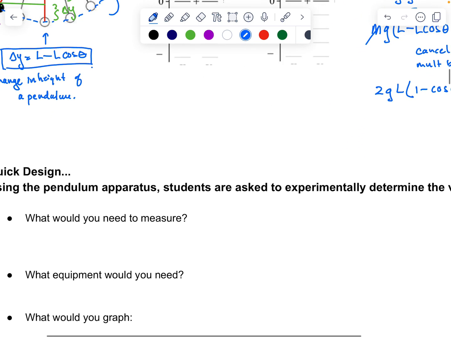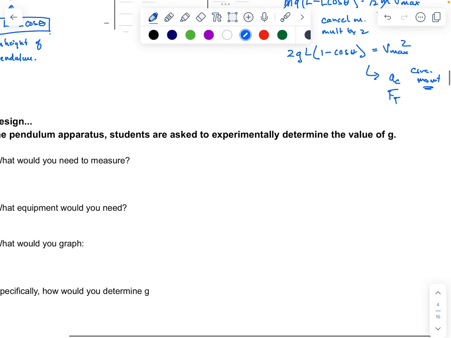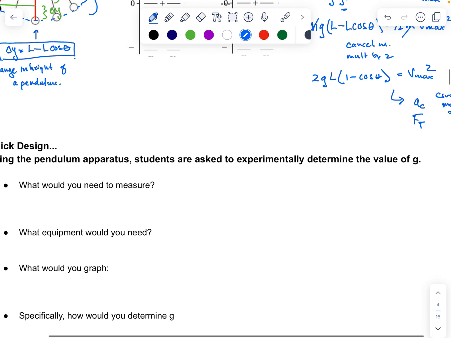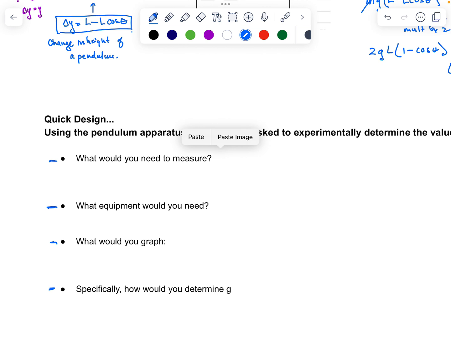So I want you to do a quick experimental design. Using our pendulum apparatus, students are asked to experimentally determine the value of g. What kinds of things would you need to measure? What equipment would you need? What would you need to graph? And then specifically, how would you determine g? I want you to take a few minutes to think about this question, and I will put this up on Schoology so that you can enter your answers in your response for your experimental design.